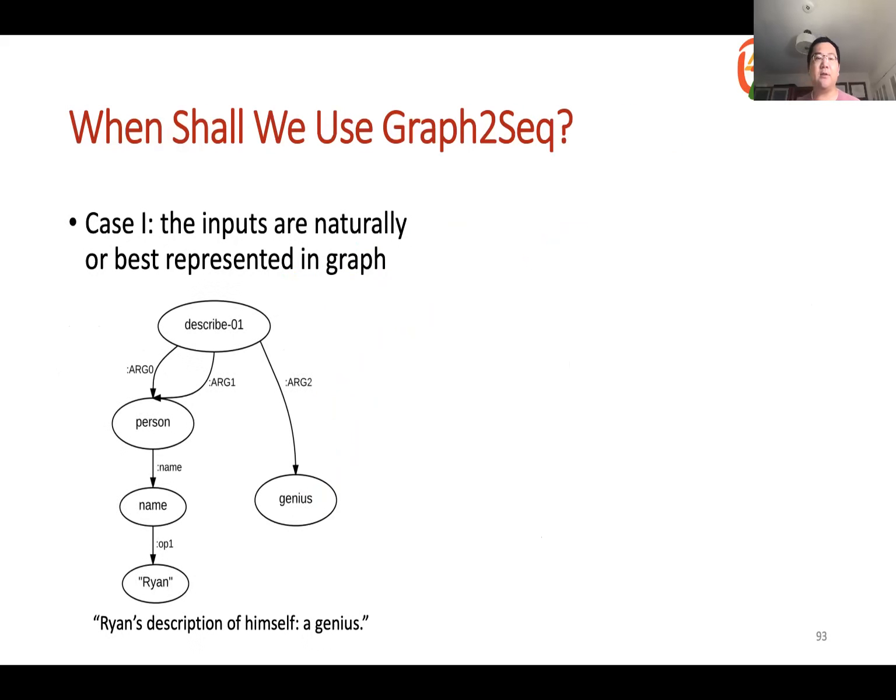Now let's talk about when we should use our graph-to-sequence model. The first scenario to consider is when the input is naturally represented as a graph. In this case we should use our graph-to-sequence model, just as in this NLP task called AMR-to-text. This task aims to generate text given an AMR graph.